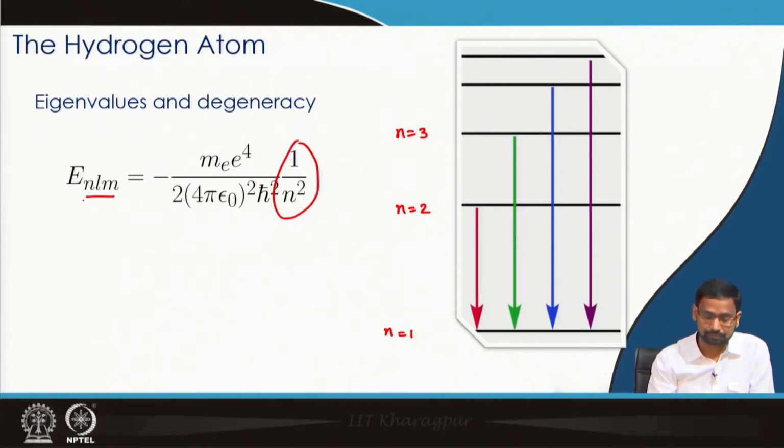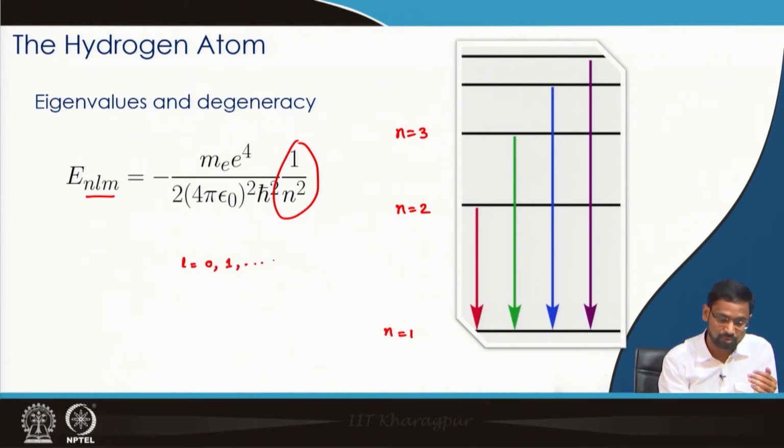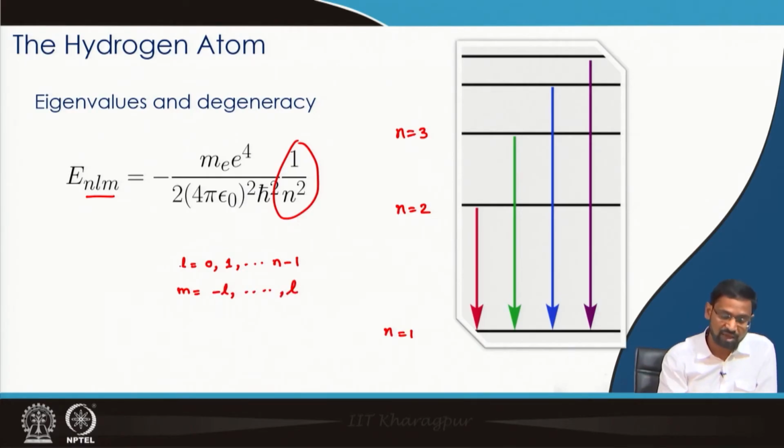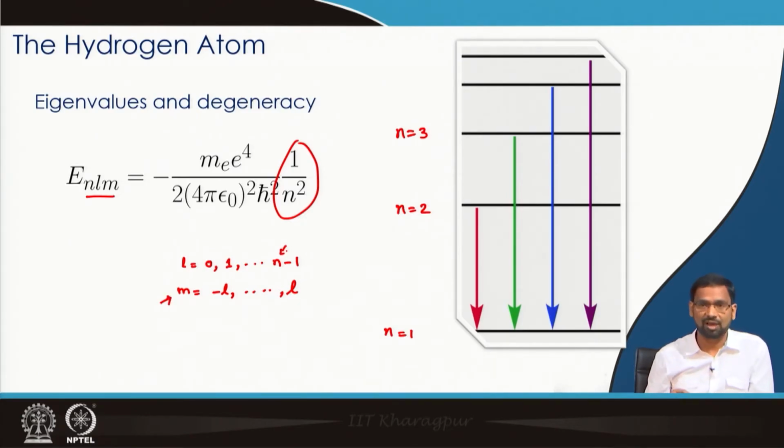But for every value of n, we can have n number of l values, because the values of l go as 0, 1 up to n minus 1. The value of m goes from minus l in steps of 1 to plus l. So for each value of l, we have 2l plus 1 number of m values. For each value of n, we have n number of l values, that is from 0 to n minus 1.